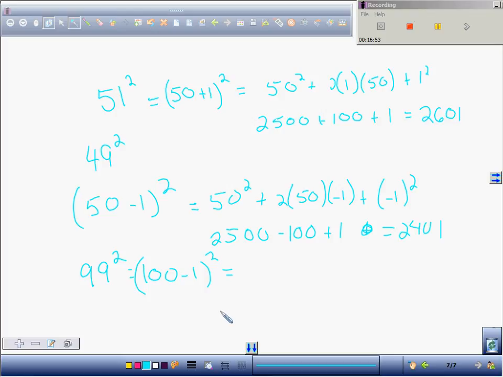What's 100 squared? 10,000. Right? 4 zeros. What's 1 times 100? Times 2. Right? So you're going to subtract 200 and then you're going to add what at the end? 1, right? So altogether, 10,000 minus 200 makes 9,800 plus 1 makes 9,801. So you can impress your friends.